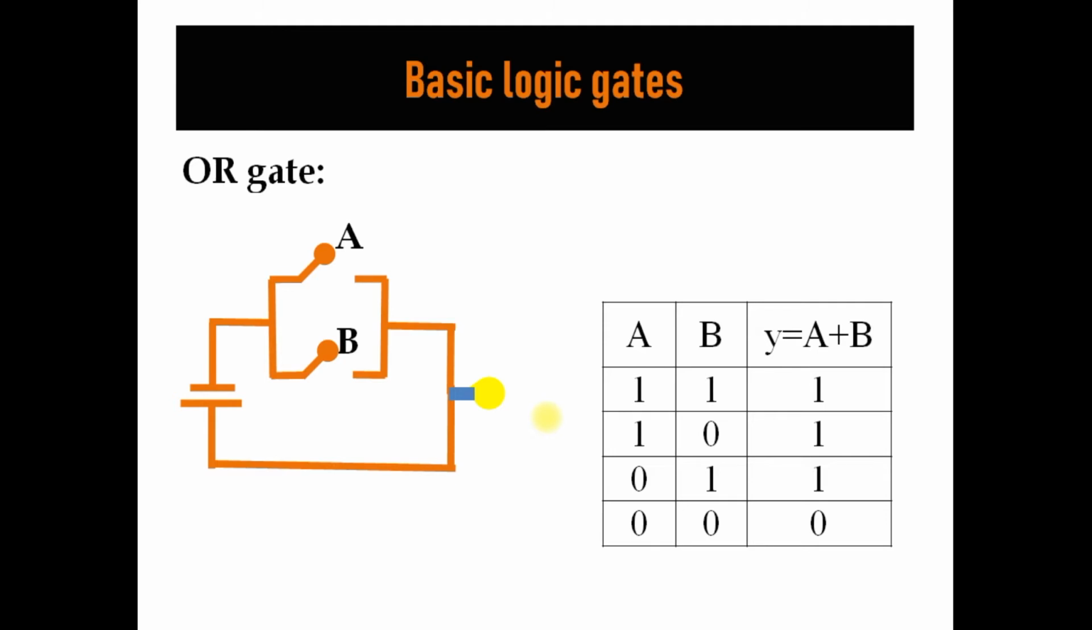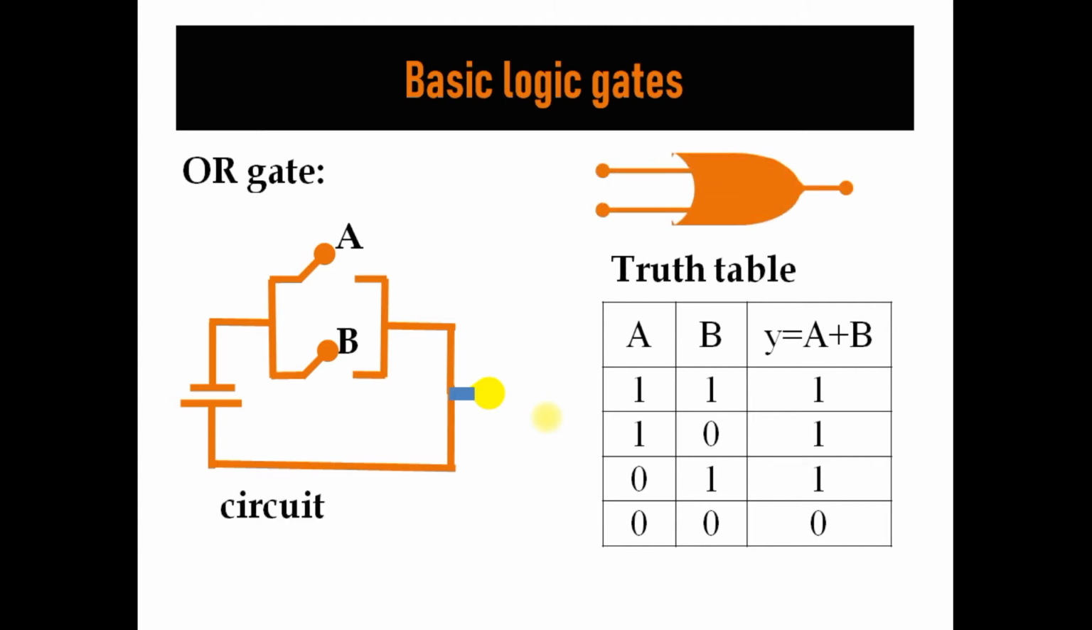And here we'll see the OR gate in which if either of the inputs is in high state, then the output will be in the high state. For this, the expression is Y is equal to A plus B. This is the circuit symbol and this is the truth table. If A is 1 and B is 1, the output is 1. 1 plus 0 is 1, 0 plus 1 is 1, 0 plus 0 is 0.